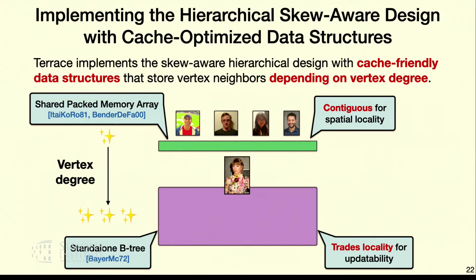And Terrace implements this hierarchical skew-aware design using a shared PMA and a standalone B tree. A PMA is a dynamic array-based data structure, and a B tree is a dynamic tree-based data structure. B trees are asymptotically optimal, while PMAs are not. But in practice, the theoretical bounds, as I will show you in a second, are not exactly what they seem.